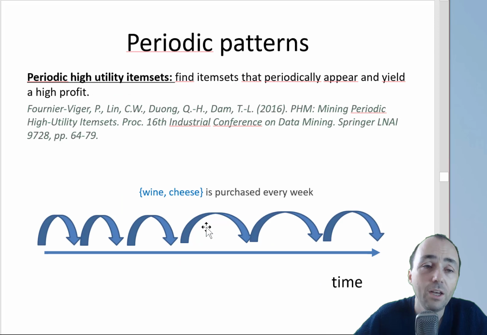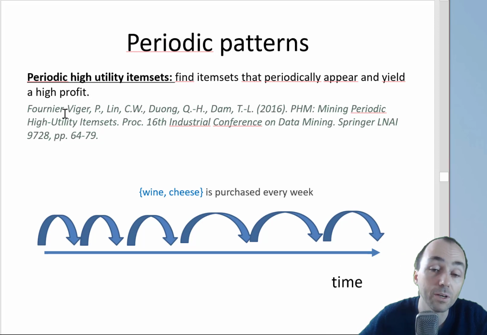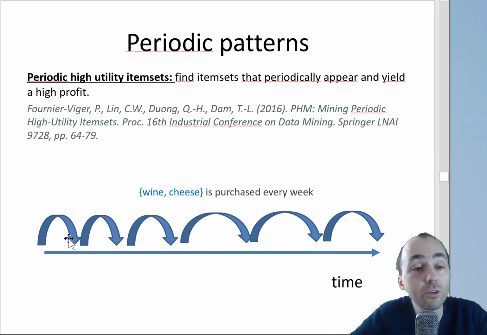Another interesting topic about time is to find the periodic pattern. Periodic means something always repeats over time. For example, we could find some people like to buy bread and cheese every week, every weekend, always. So this is a periodic pattern, maybe repeated many times. It could be every week, every day, or every month, for example.